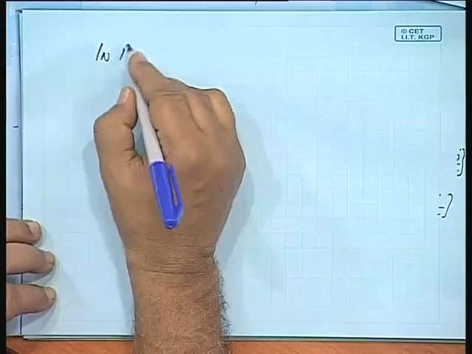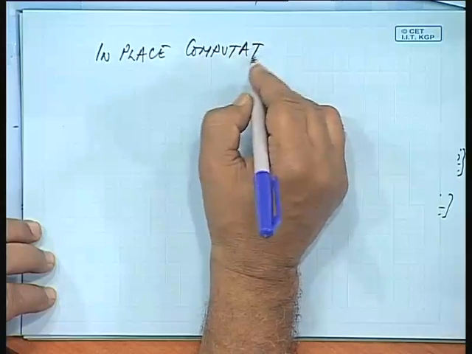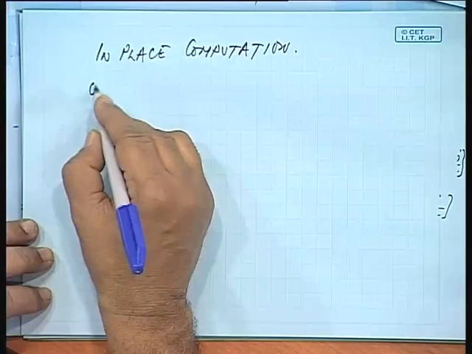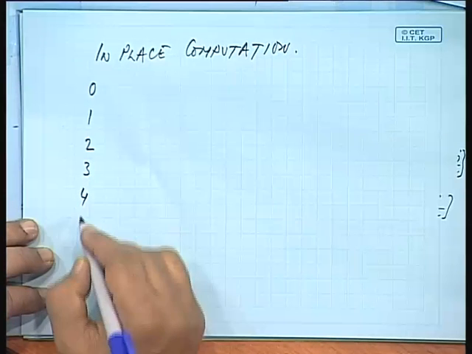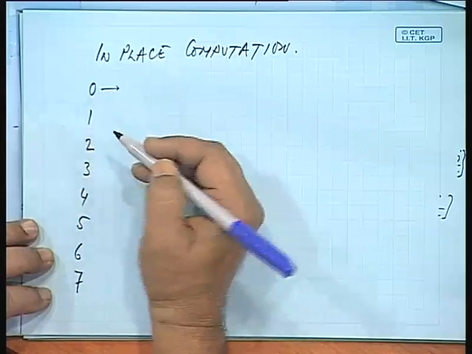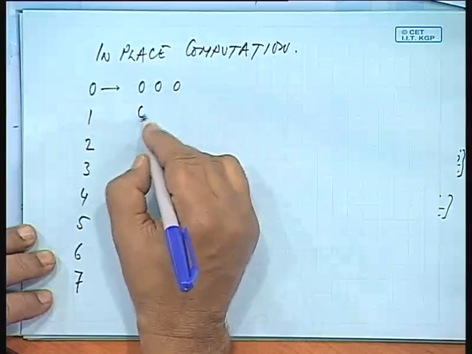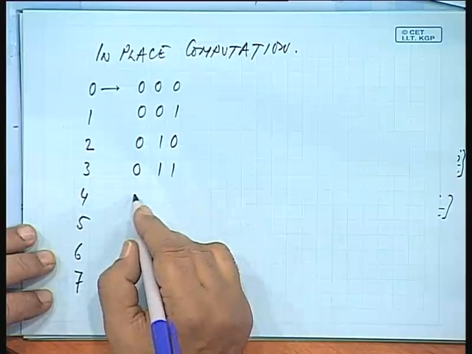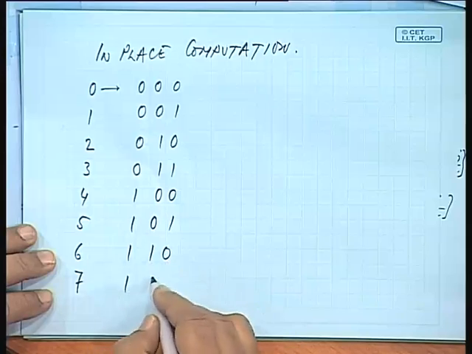So, in place computation, you will find for an 8 point sequence, the output is 0, 1, 2, 3, 4, 5, 6, 7. What is the binary expression for this? We are going for an 8 point sequence, so there will be 3 digits: 0 0 0, 0 0 1, 0 1 0, 0 1 1, 1 0 0, 1 0 1, 1 1 0, 1 1 1.